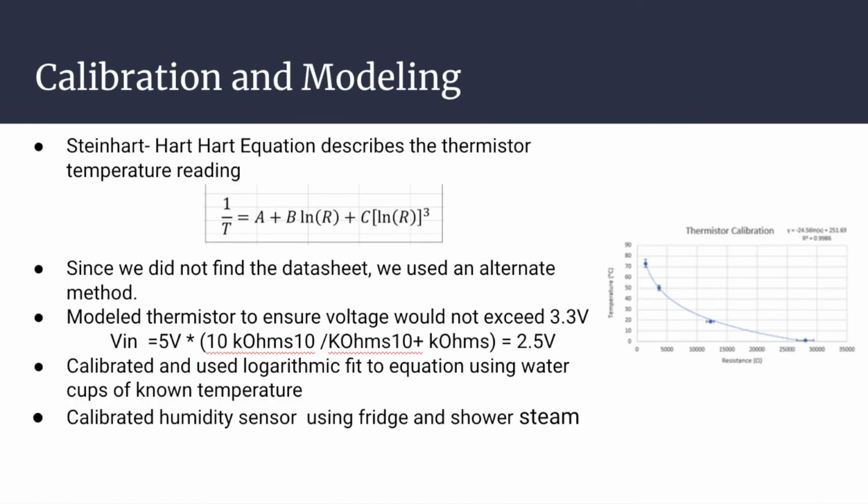The thermistor resistance value varies with temperature according to the Steinhart-Hart equation. However, we did not find the datasheet, so instead, we calibrated the thermistors using a logarithmic fit based off data points collected from cups of water with known temperature. Additionally, we modeled the thermistor to ensure the voltage would not exceed 3.3 volts, as seen in this equation here, given the value of our second resistor and the expected output of the thermistor. Additionally, we calibrated our humidity sensors using a fridge and sour steam to ensure that it varied with humidity.